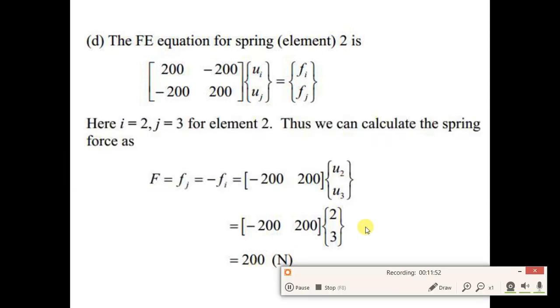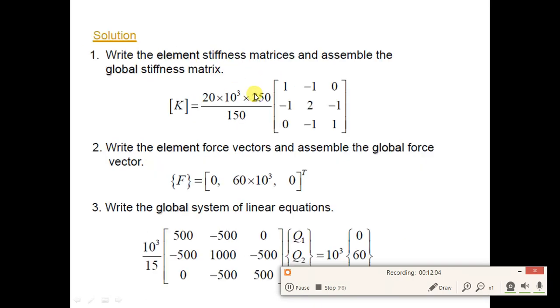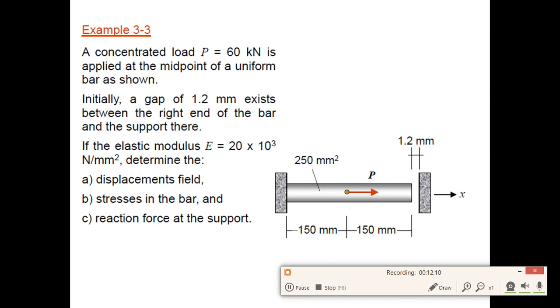The next problem will be on a simple one-element case. You can see it here, take down this problem, and you can solve it easily. Just overlook it, I have already solved this element stiffness matrix. That is a problem for not a spring, but a bar problem. In the next part we will solve this problem.